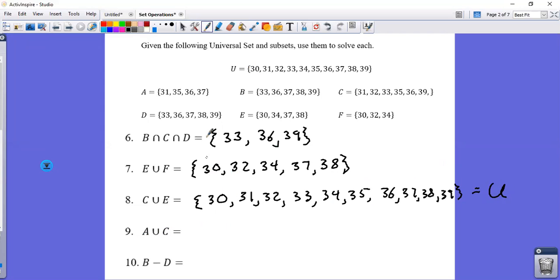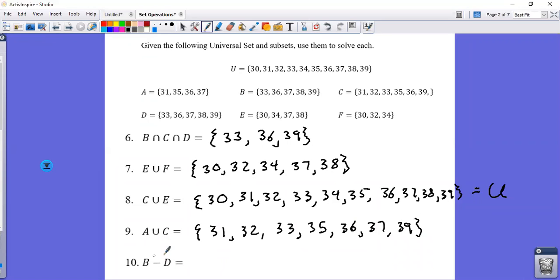All right, A union C, they have a 31. No, they have a 32, 33, 34. Neither of them have a 34. Both of them have 35, 36, 37. There's no 38 in those. There is a 39 in C. That doesn't have all of them, so that's not the universal set.